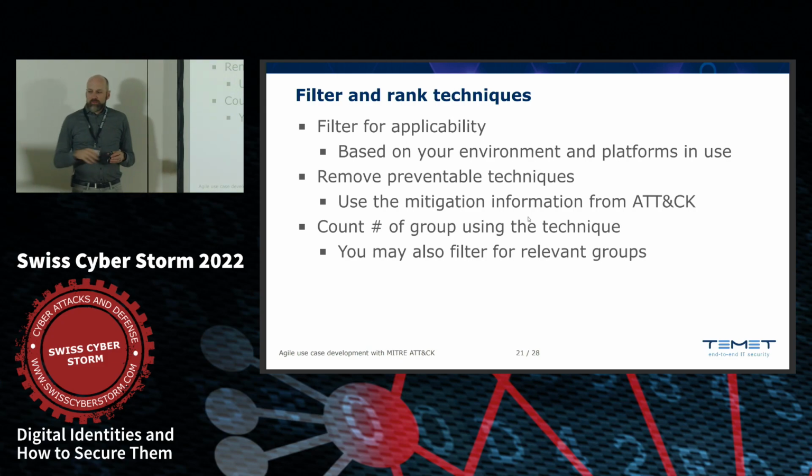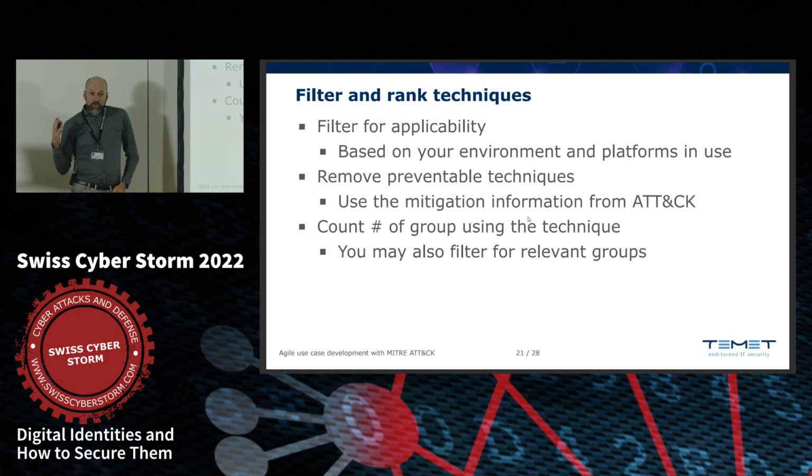So to filter and rank, the first step is easy, and you probably have to do it only once. First, you can filter the applicability of the technique, because MITRE gives you the information on which platforms the technique is used. So if you don't have any Linux servers, you can remove all the techniques that are only applicable for Linux servers, for example. Then you can also remove preventable techniques, because some techniques should be prevented and not just detected. The information about mitigations can help you there. You can look at the mitigations, figure out which ones you have implemented, and then figure out which techniques might be prevented by that, and you don't have to prioritize those in the detection.